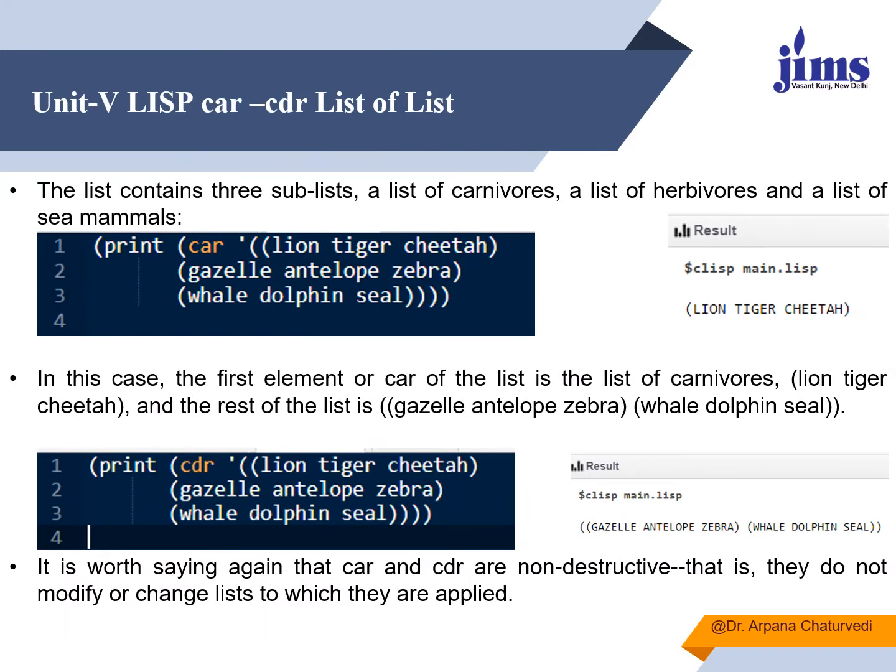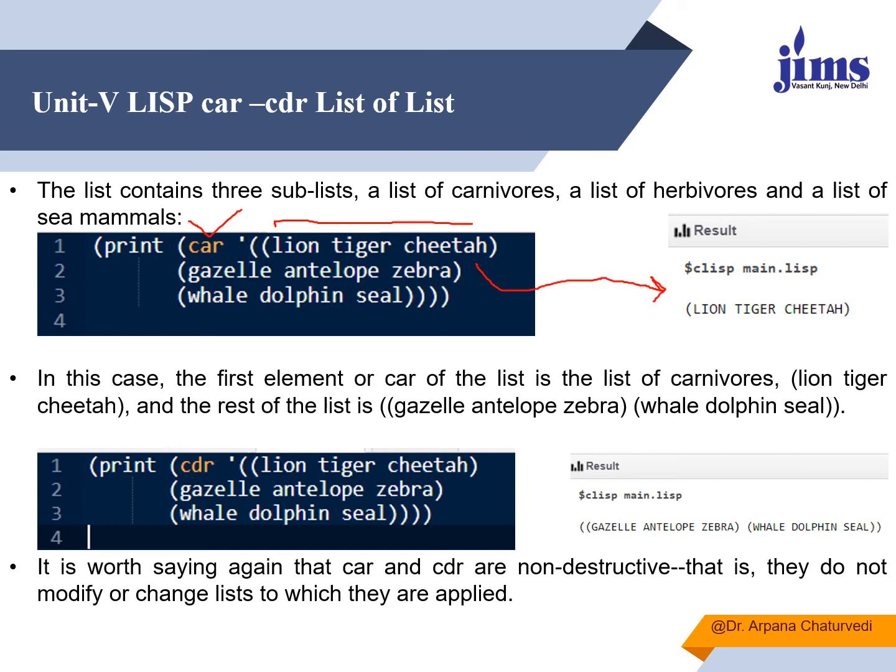Similarly, if we talk about car and CDR on a list of lists, I have three lists. One list has lion, tiger, cheetah. Another list has gazelle, antelope, zebra. And the third list has whale, dolphin, seal. So this entire list has three members, and all three members are sublists. I want to extract the first element. The first element is a list, so it will return lion, tiger, cheetah.